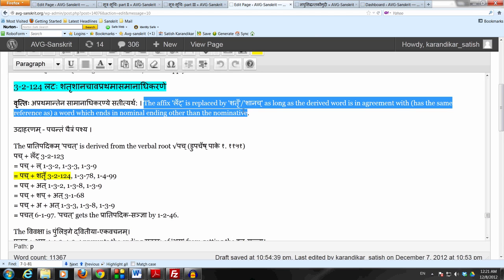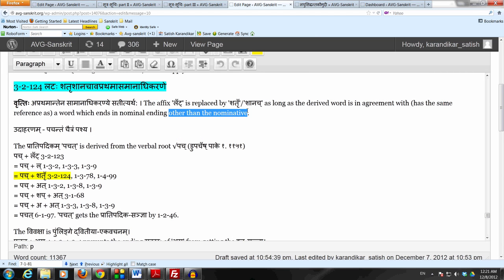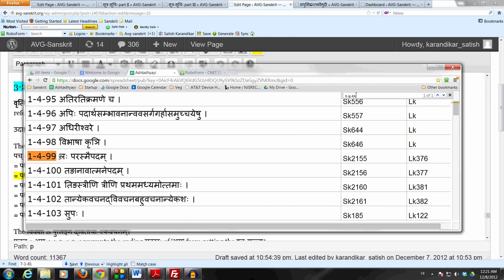Now, which one do you choose, shatru or shanach? Recall by the sutram 1.4.99, lah parasmaipadam: any adesha which comes in place of lakaraha is designated as parasmaipadam. But tangana vatmanepadam, which means the affixes in the tang pratyaharaha, the 9 affixes ta, atam, jha, etc., as well as the affix an, is designated as atmanepadam.